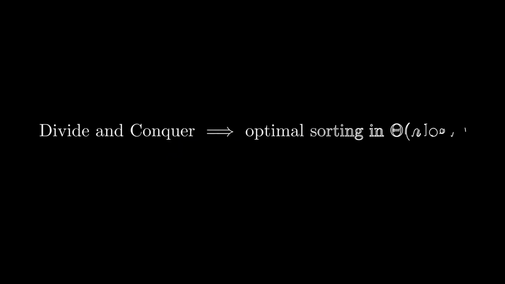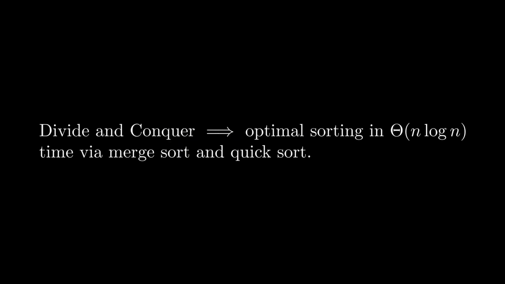To summarize, we showed that divide and conquer techniques can be used to construct efficient comparison-based algorithms such as mergesort and quicksort, which operate in O of n log n time. In the next video, we will conclude our discussion on divide and conquer by tackling convolution and the fast Fourier transform.